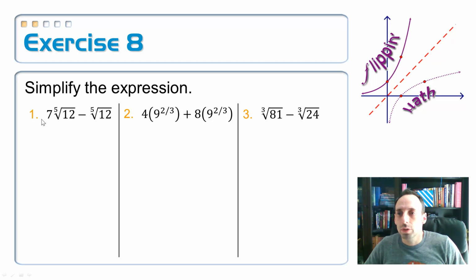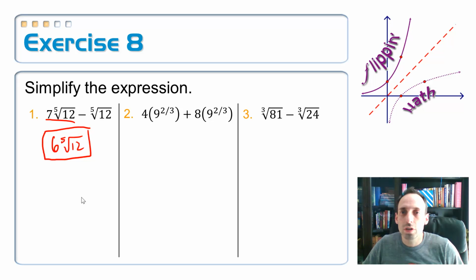So for example, on number 1, I've got 7 5th roots of 12 minus a 5th root of 12. I've got 7 of them, and I take away 1 of them. They are the same radical, the 5th root of 12. I get just 6 of them, 6 times the 5th root of 12. And of course, if you could, you'd simplify that 5th root of 12, but this one won't. That's it. That's all you got to do.